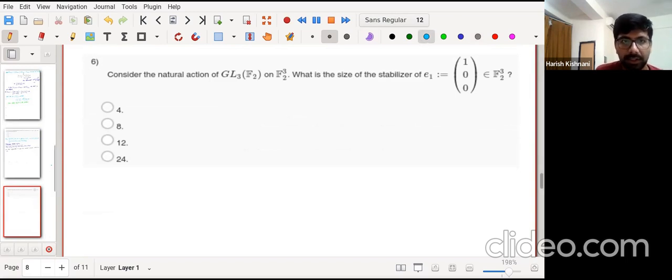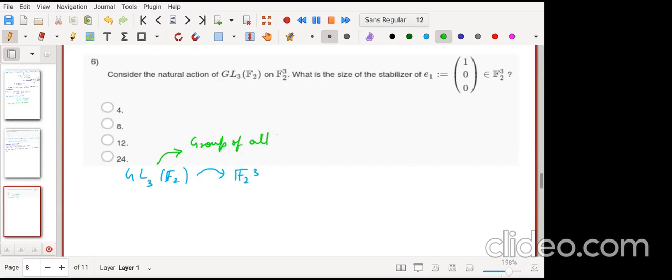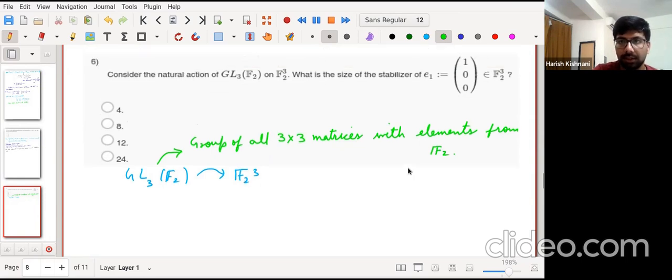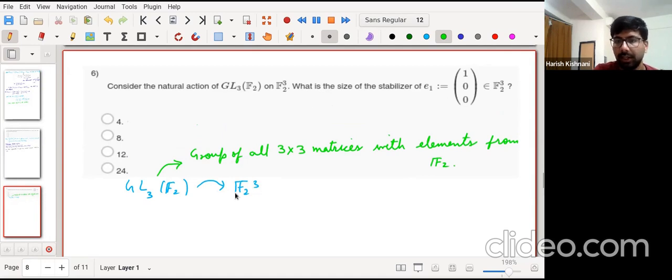So see what is the natural action. First of all, we have to see that the action is not explicitly defined. They are just saying that this group GL3(F2) is acting on F2^3. If anyone is not aware of this notation, GL3(F2) is the group of 3 cross 3 matrices with elements from F2, the field of two elements. So this group is acting on the set of 3 cross 1 vectors with entries in F2.